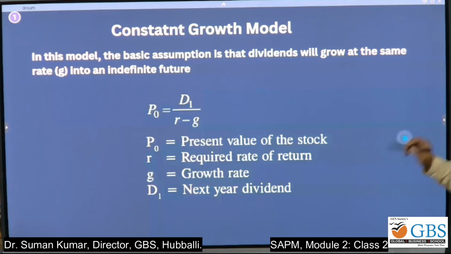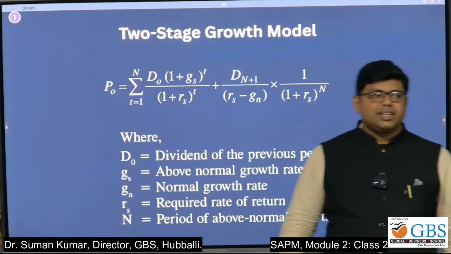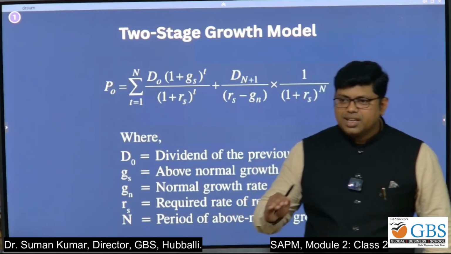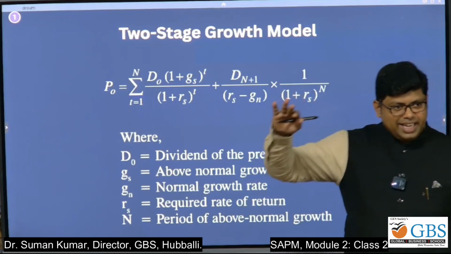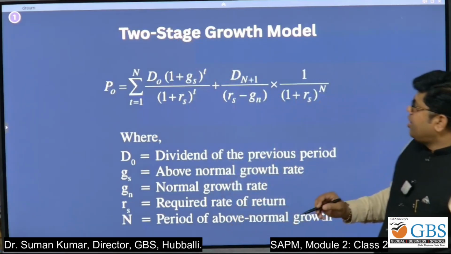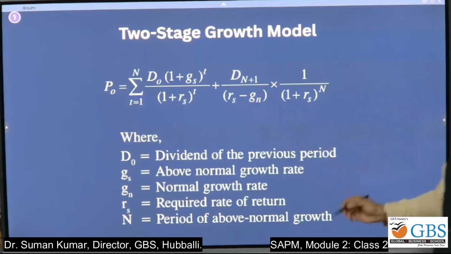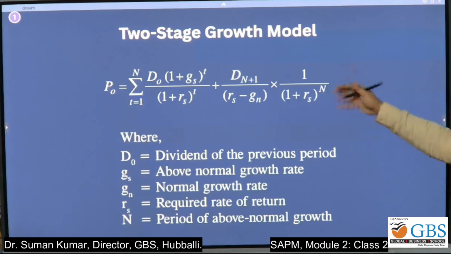Done. Next model, two stage growth model. What do you mean by two stage? First it may grow or decrease, then afterwards it may grow. Two stage. So if they say for the first 3 years there will be an increment of 10%, then year on year the same, we are going to use this kind of model. This is also very easy. I think you can understand, very, very easy.